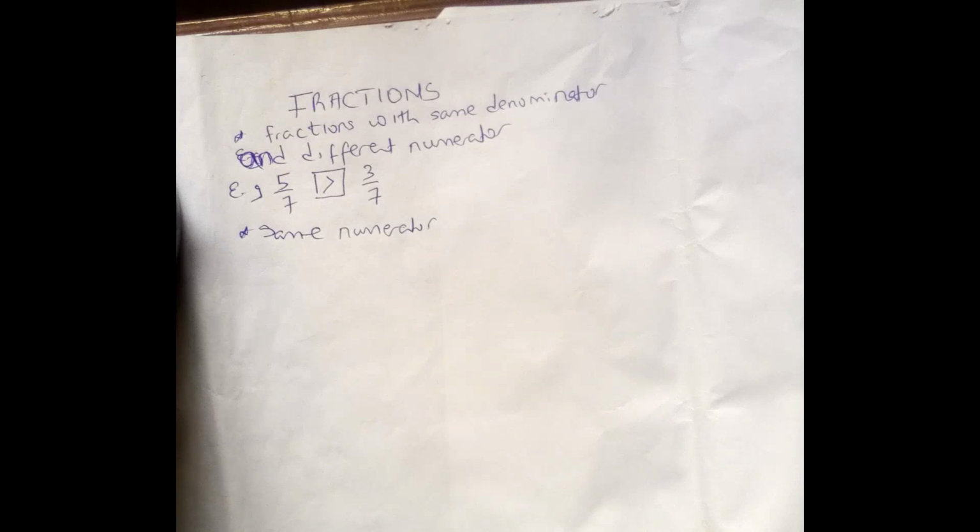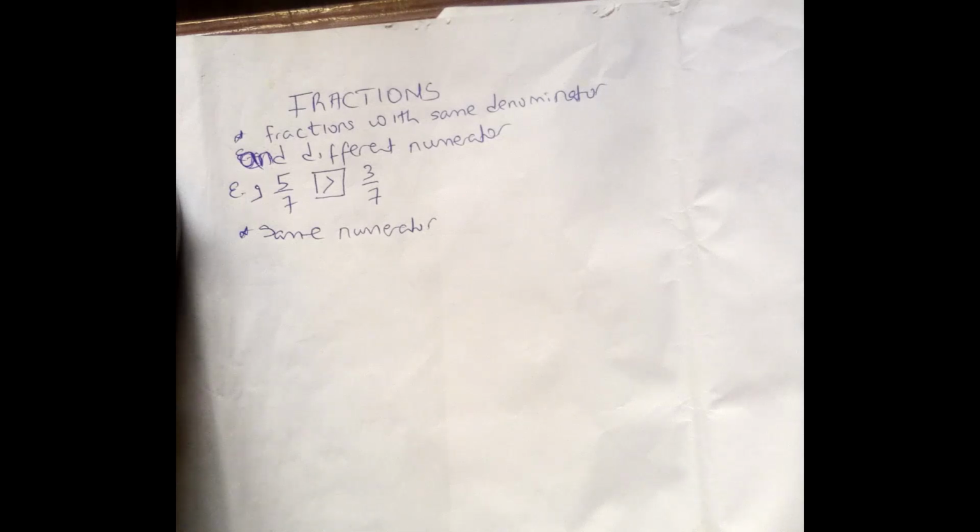So today we'll be treating fractions, and the first is fractions with the same denominator and different numerators. In the case when we have the same denominator but different numerators, the numerator with the highest number becomes the highest fraction. So 5 and 3, which one is higher? 5. So 5/7 becomes the greater fraction.